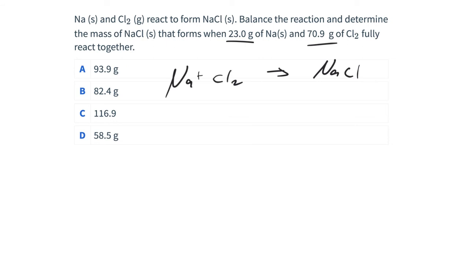And let's say you don't even bother balancing. You're just looking at this going, well, if I take this plus this, wouldn't the mass of the NaCl just be those two masses added together? It's a combination reaction of combining two elements, so the answer has to be 23 plus 70.9. But that's the wrong answer. Or it might not be the right answer.